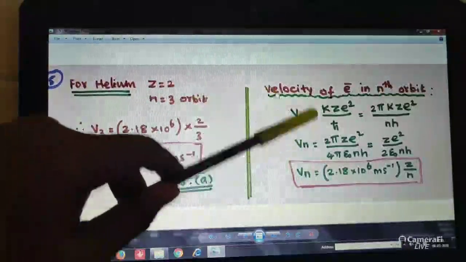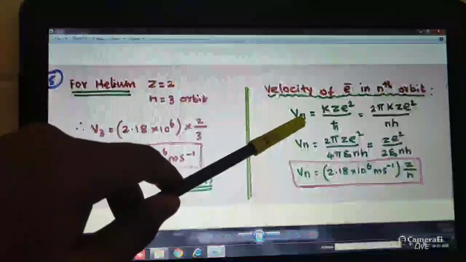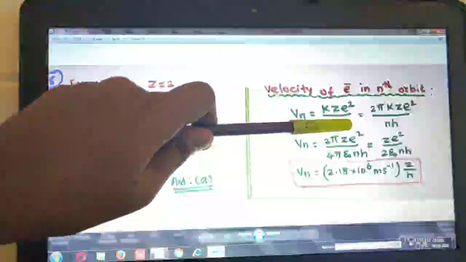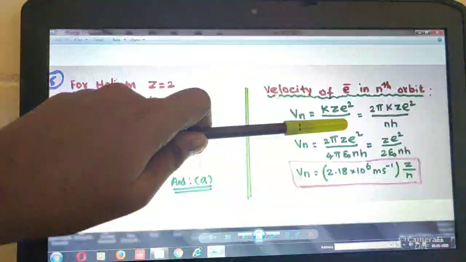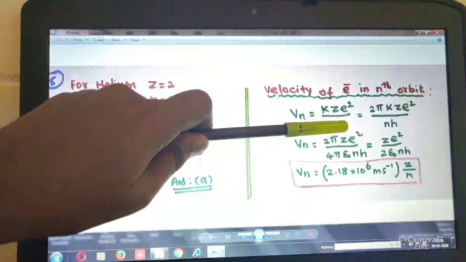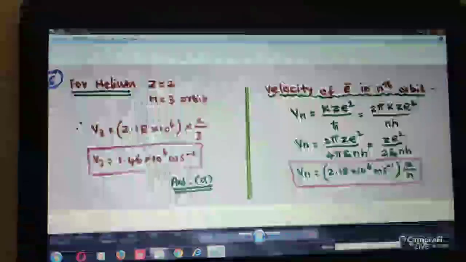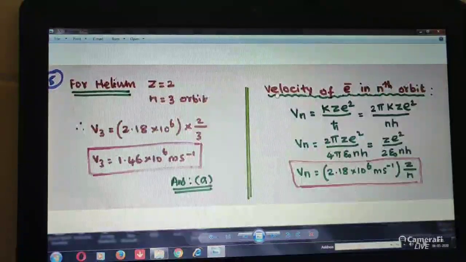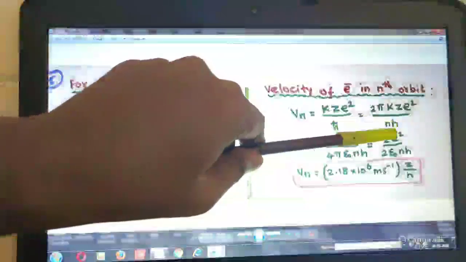Okay, you can remember this derivation. Generally, the velocity of the electron. Don't look at the denominator first. See the numerator part, k Z e squared. So you remember, this is familiar, no? k Z e squared divided by h bar. Actually the h bar value is h divided by 2 pi, multiplied by n. So h bar is equal to nh whole divided by 2 pi.